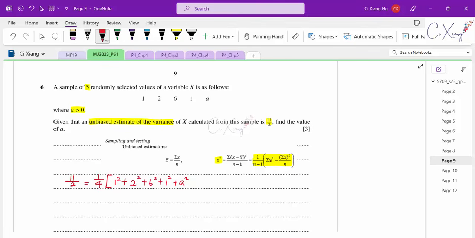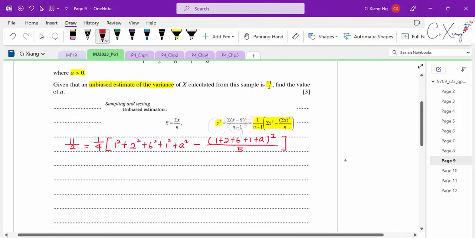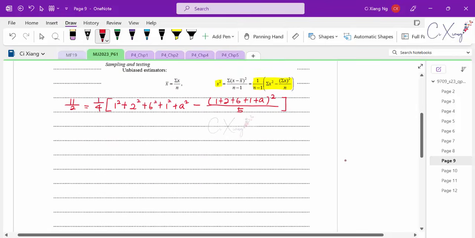Then minus the summation of x, the whole thing squared. When you add all the x together, you're having 1 plus 2 plus 6 plus 1 plus a. You add them together first, only then you square them, then divide by n, which is 5. Generally, you just need to continue to summarize everything, and you will get the value for a, right? Okay, so let's continue from here.